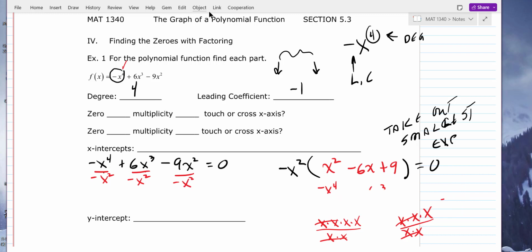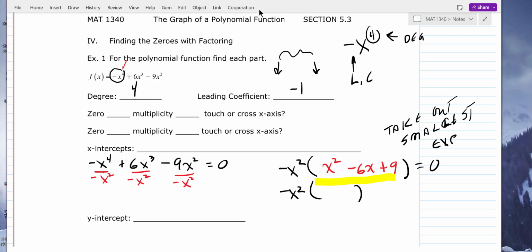But we're not done with the problem yet. We've got one other thing that we have to do: we have a trinomial that can also be factored. So this part right here, we can factor that as well. So bring down the -x squared. Now we're going to draw 2 parentheses and factor that trinomial. So this goes like this.